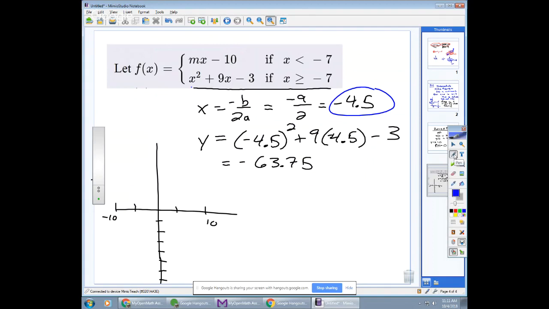Sorry, let's see. The -4.5 is around here. That's the axis of symmetry. The vertex sits more like right there. And -3 is about right here because I'm scaling by 10. I guess I should write that in. -10, 20, 30, 40, 50. There's -60 right there. So this parabola is going to have a matching point over here somewhere to that -3.